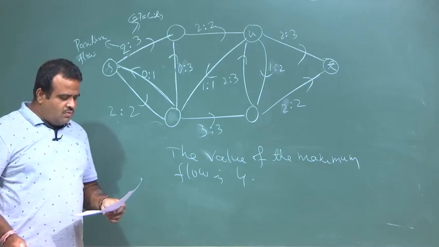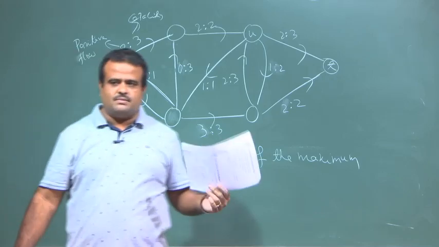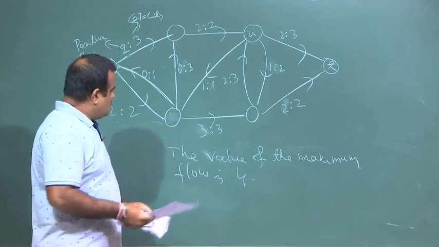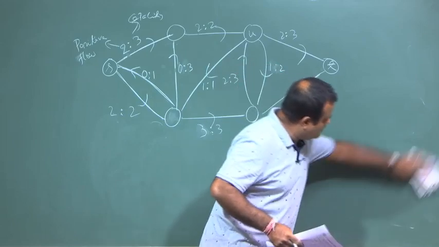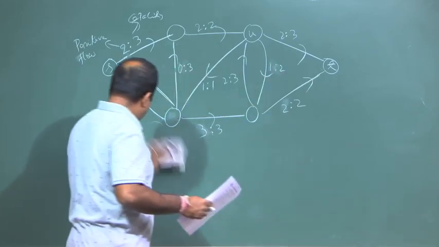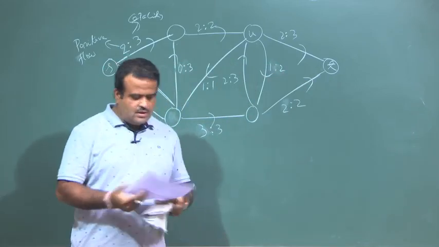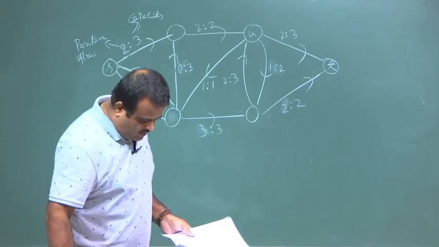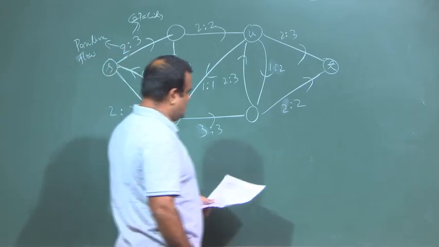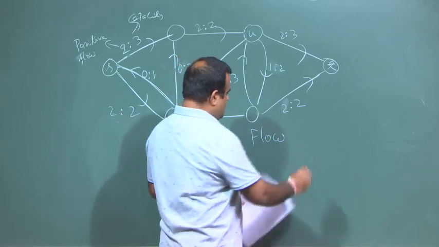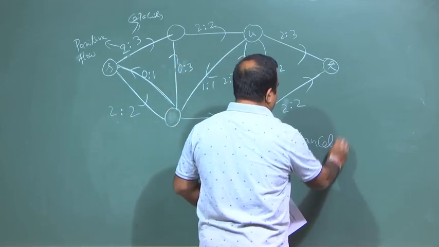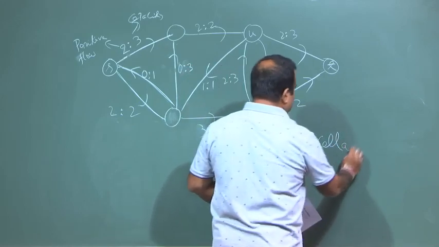Okay. So, now how can we get this maximum flow? For that we need some theorems and some more definitions. So, the first step we are going to do is what is called flow cancellation.